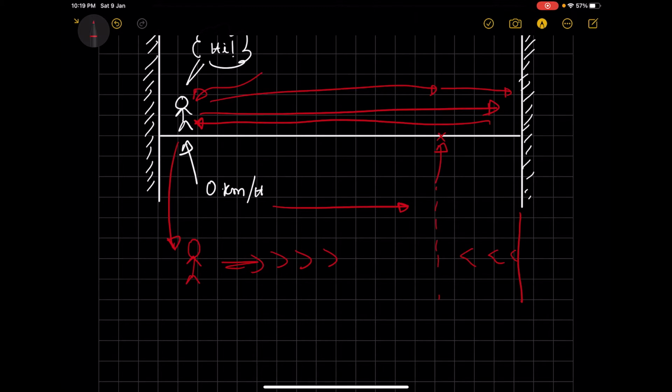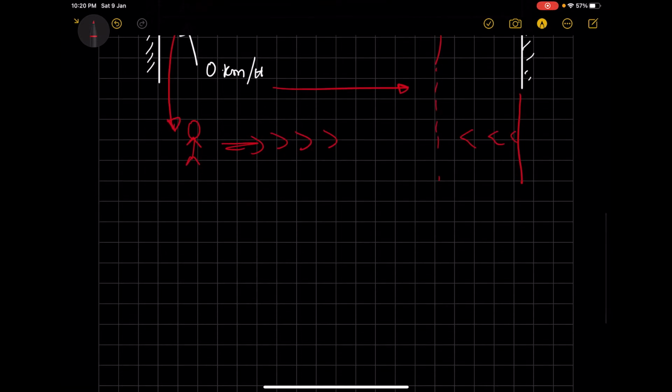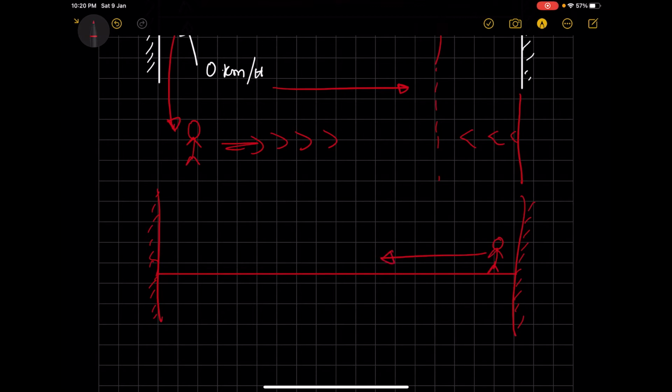Now when you want to go back to your original position, you would do the same thing but in the opposite direction. So if this is the wall and this is another wall, this time after touching the wall, you will start moving in this direction with an increasing speed, and finally at some point you'll start decreasing your speed so that you can come to a halt here.